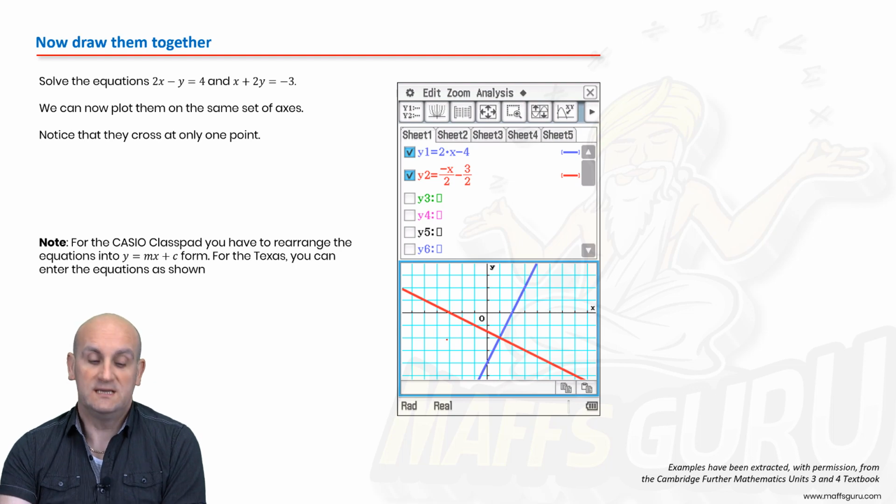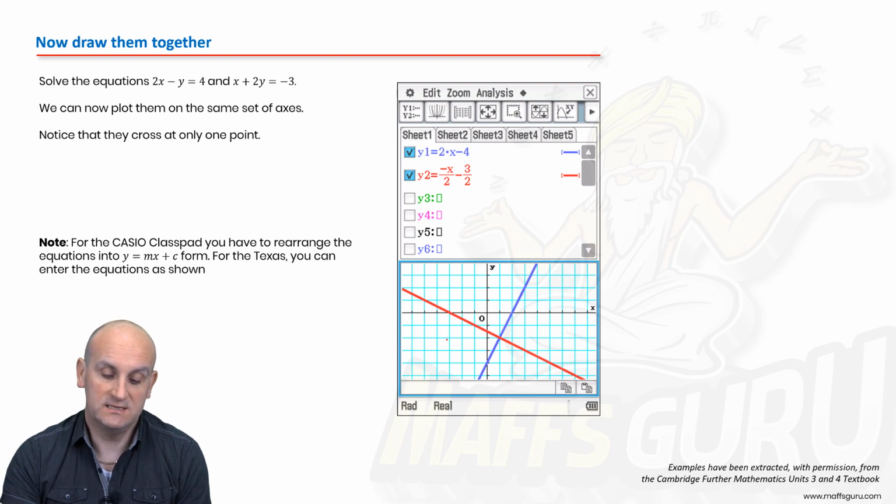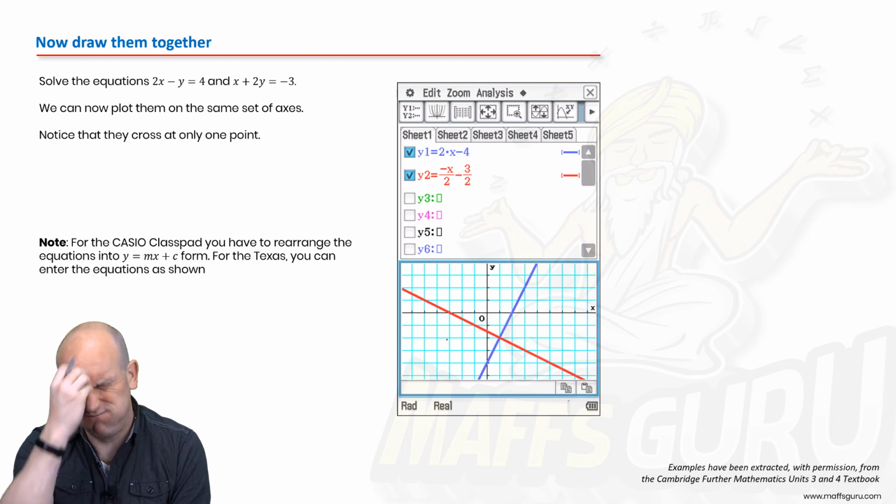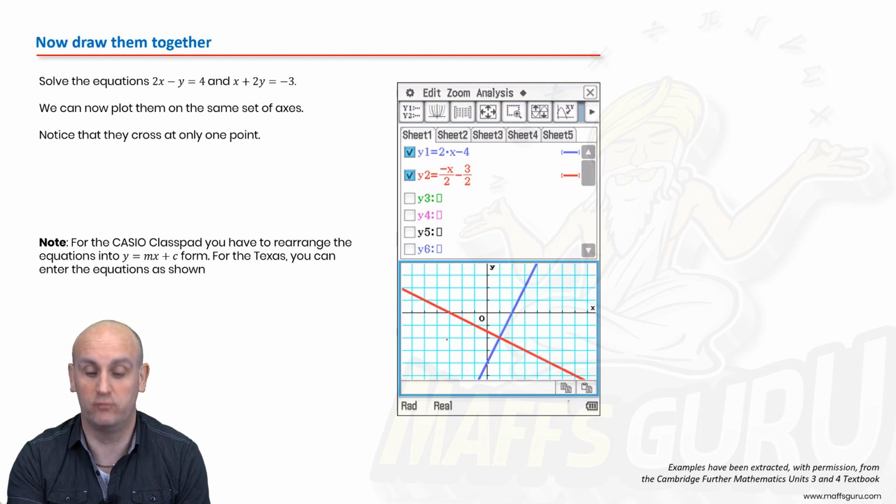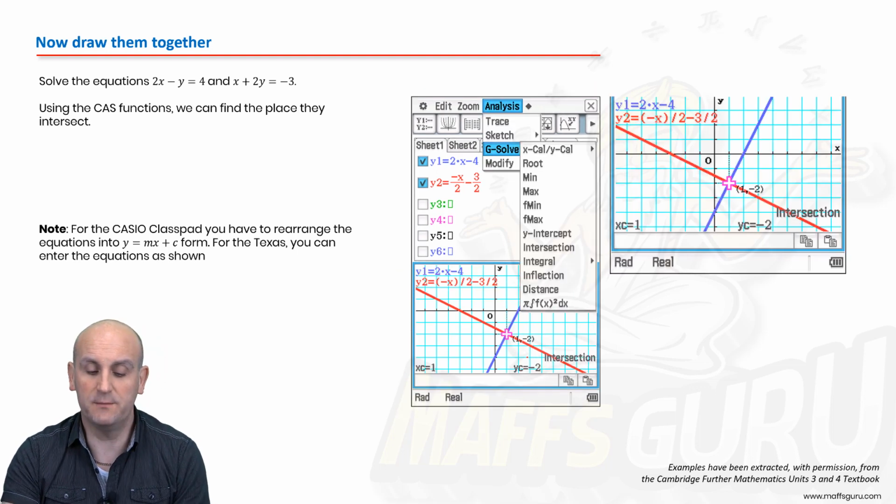When I draw them together on the same set of axes, what do I notice? Oh, as I said a moment ago, they cross. Here, in fact, is where they cross. You can see that. And when we solve simultaneous equations, then we are just finding that crossing point. How do I do this? Well, there's lots of ways of doing it. My calculator can do it for me.